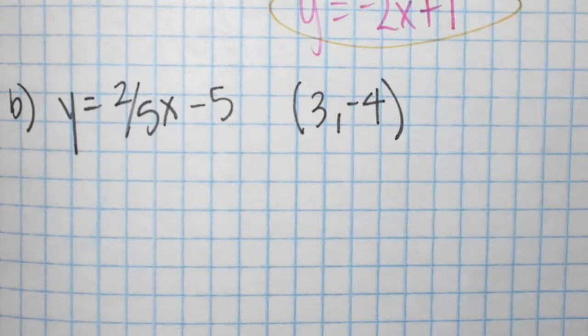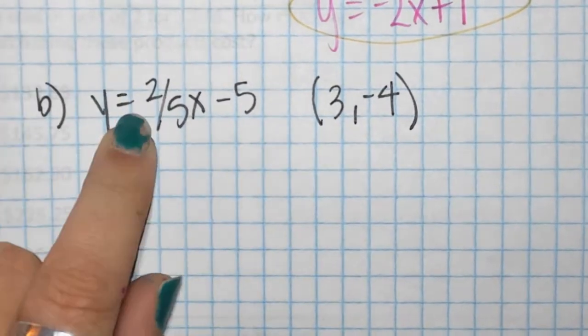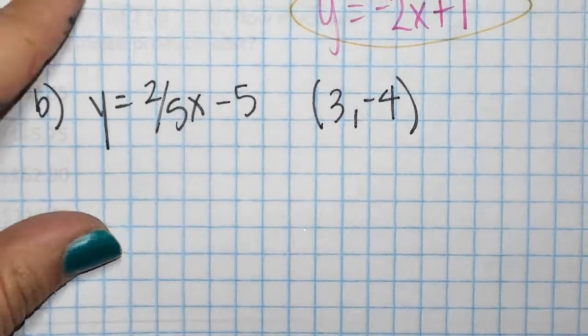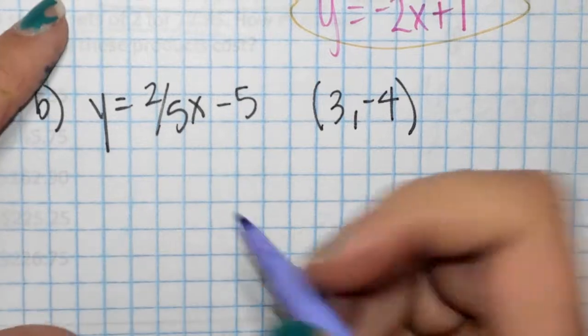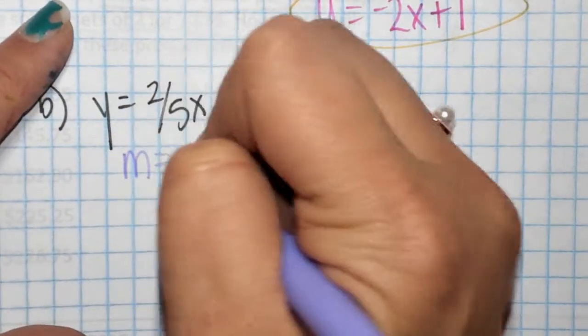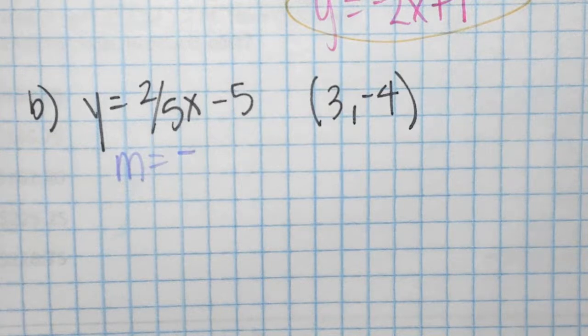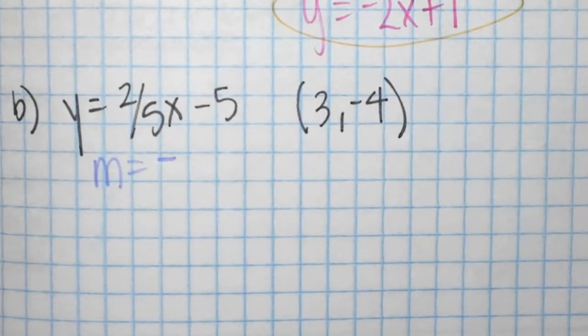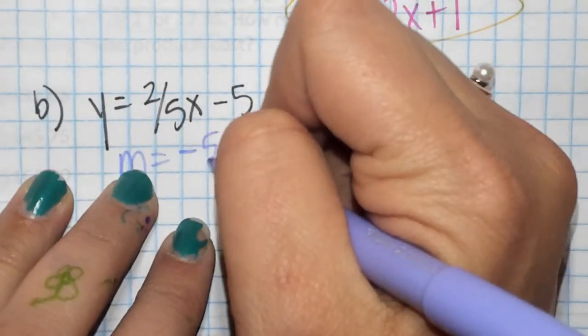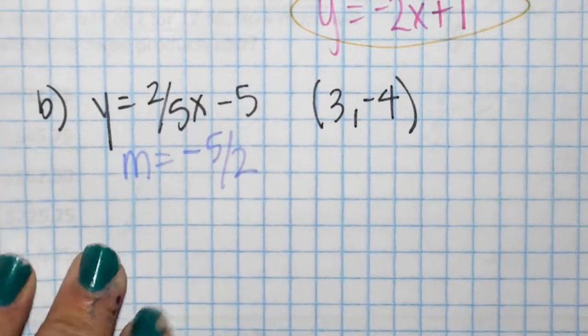Friday? Trust me. Alright, so we're looking for perpendicular. That means opposite reciprocal. So, what's the opposite of positive? Negative. And if I flipped 2/5, what would it become? 5/2. It's not 5 over 5, because we're not cows. 5/2. 5 divided by 2.